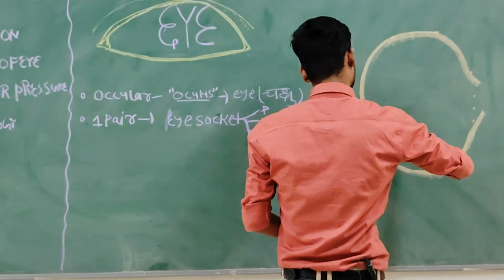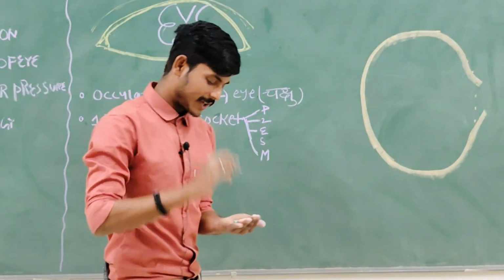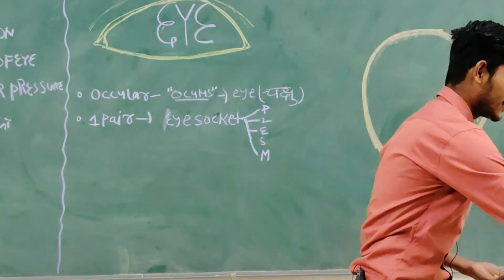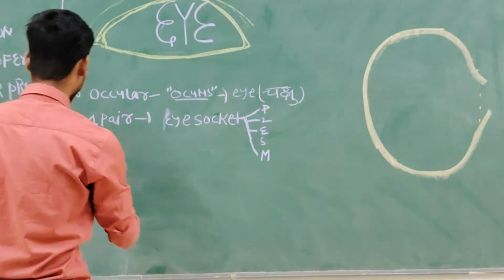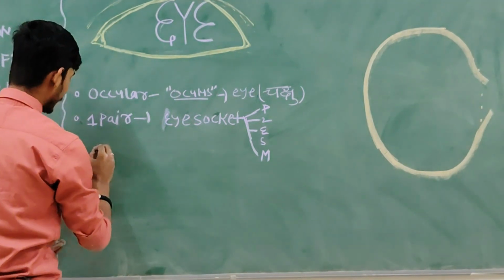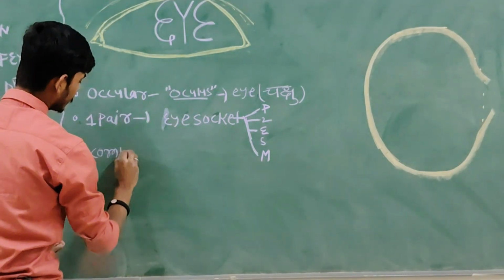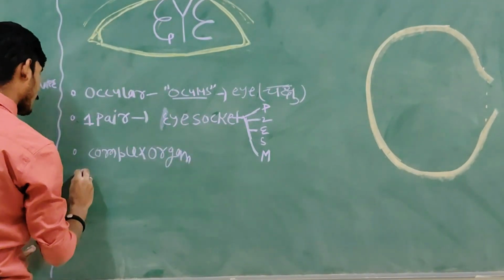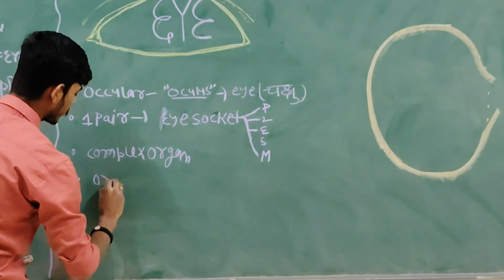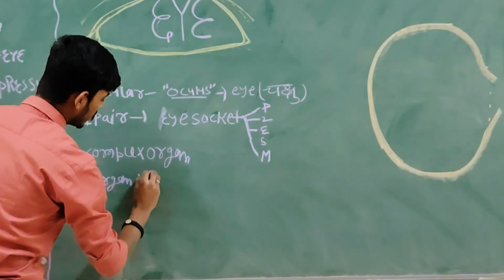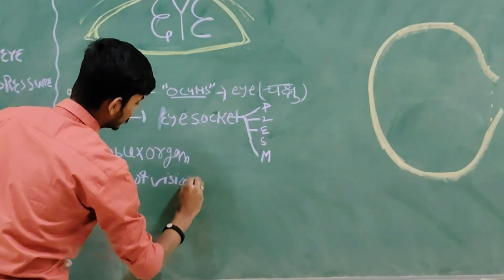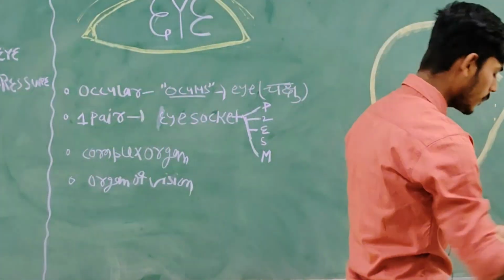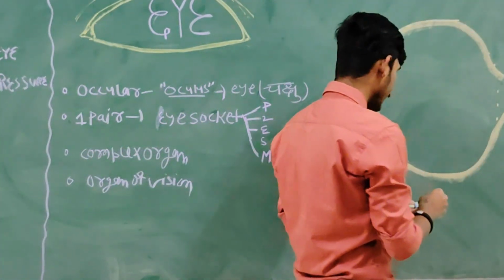And one thing you know is that the eye is one of the complex organs. Why am I saying it's a complex organ? Because its structure is complex. The eye is a complex organ. It's also called the organ of vision. Understood? Clear?